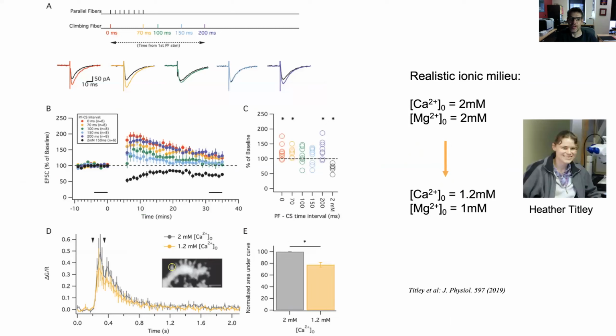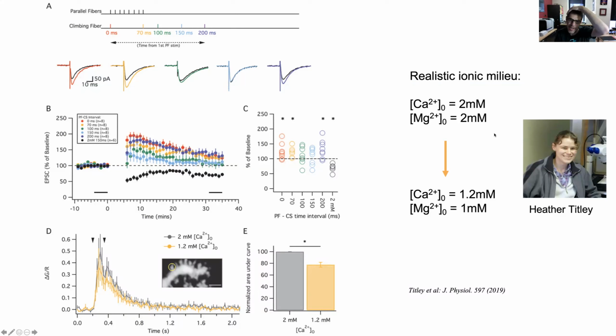Number 2, that is unrelated now, but also an update that I wanted to give you, and that is what happens if we finally measure LTD and LTP under realistic calcium and magnesium concentrations. That's a study done more recently by former postdoc Heather Titley. Most of these studies, and those of you who are doing these experiments are very well aware of that, in slices are done with 2 millimolar calcium, 2 millimolar magnesium.